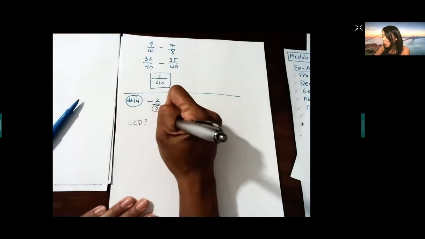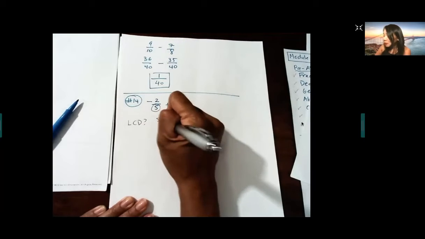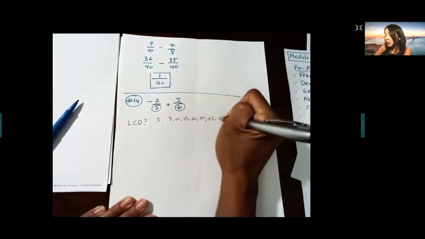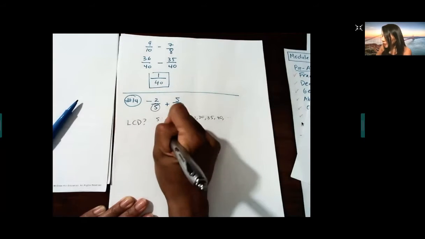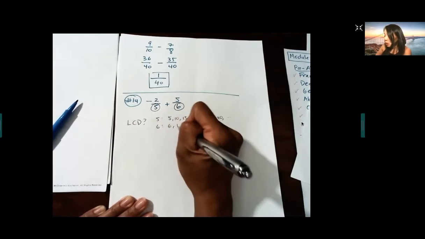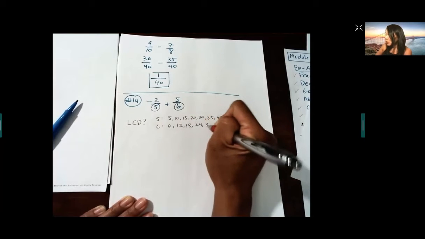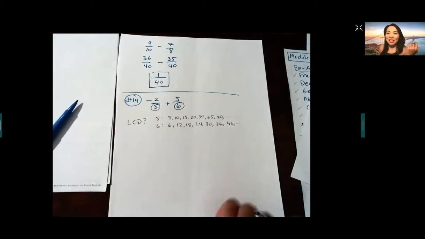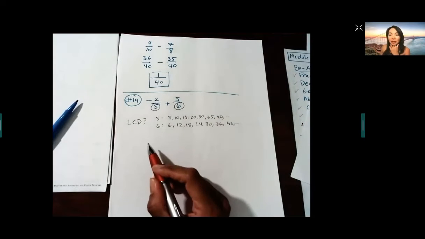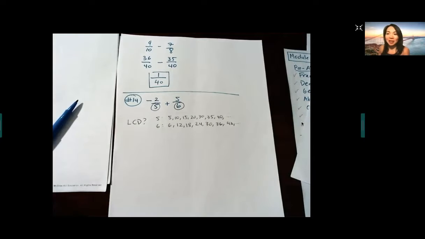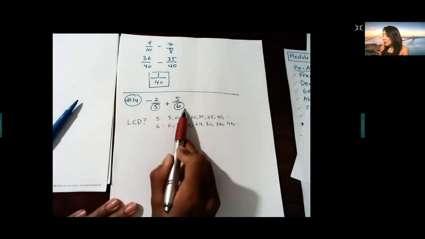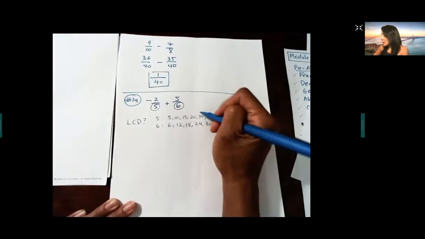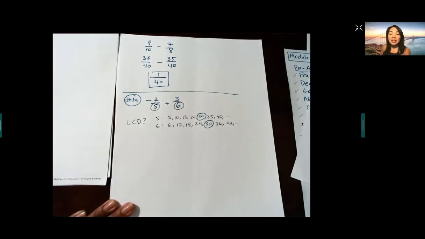Well, if you're doing this in your brain, you could write it down. The multiples of 5 are 5, 10, 15, 20, 25, 30, 35, 40, and so on. The multiples of 6 are 6, 12, 18, 24, 30, 36, 42, and so on. Again, I know this because I memorized it, so hopefully you guys are relearning, regaining your skills of multiplication. So here, 5 and 6, the lowest thing that they have in common is the number, ding, ding, ding, 30. So 30 is the LCD.